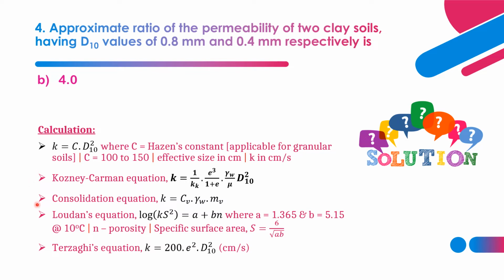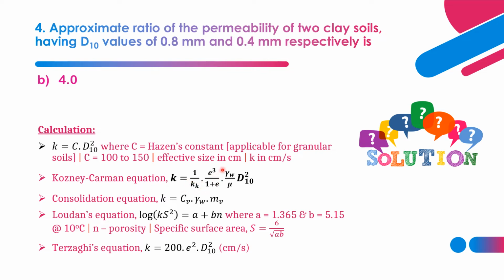Now coming to other empirical equations and formulas regarding permeability, we shall see one by one. First one is the Kozeny-Carman equation. This is the most important equation we have to follow for any given soil. K is equal to 1 by K suffix K into e cube by 1 plus e, into gamma w by nu, into D10 square. So what is K suffix K? This is the Kozeny-Carman constant, as we have seen C in the Allen-Hazen. C is the Hazen constant. Similarly, Kk is the shape factor. We can also say it's a shape factor or Kozeny-Carman constant.